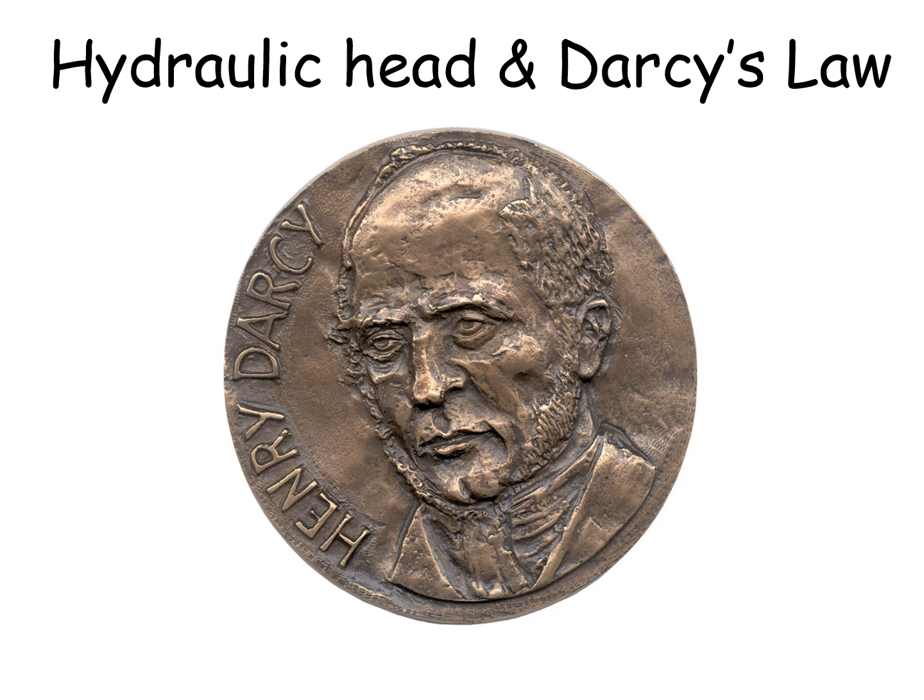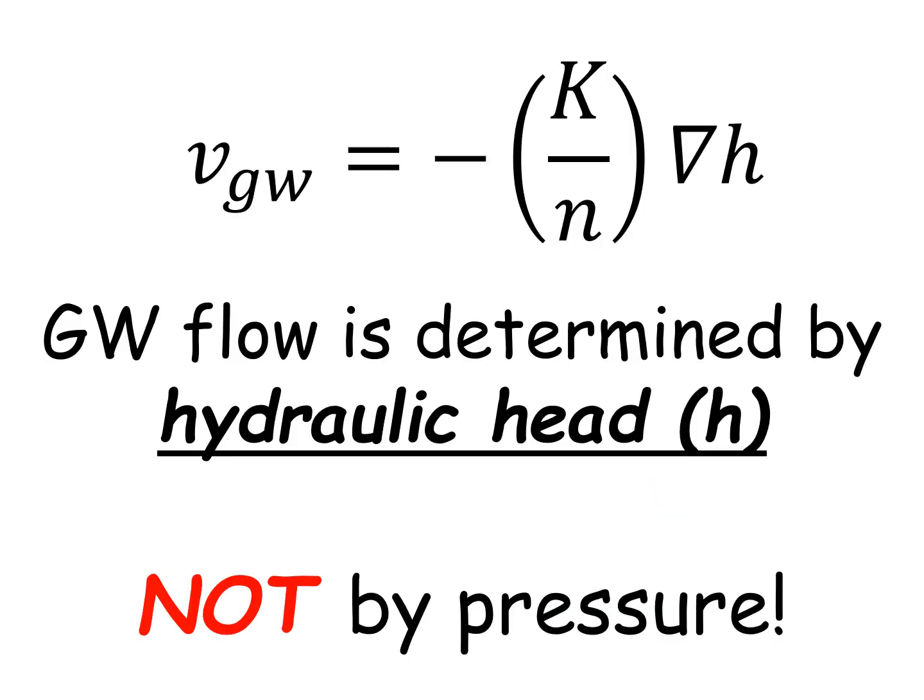Henry Darcy, whose image is shown on the medal bearing his name, is the father of hydrogeology. His experiments showing the relationship between the hydraulic head and groundwater discharge allowed hydrologists for the first time to make accurate predictions of the direction and speed of groundwater flow. This is Darcy's law in a nutshell.